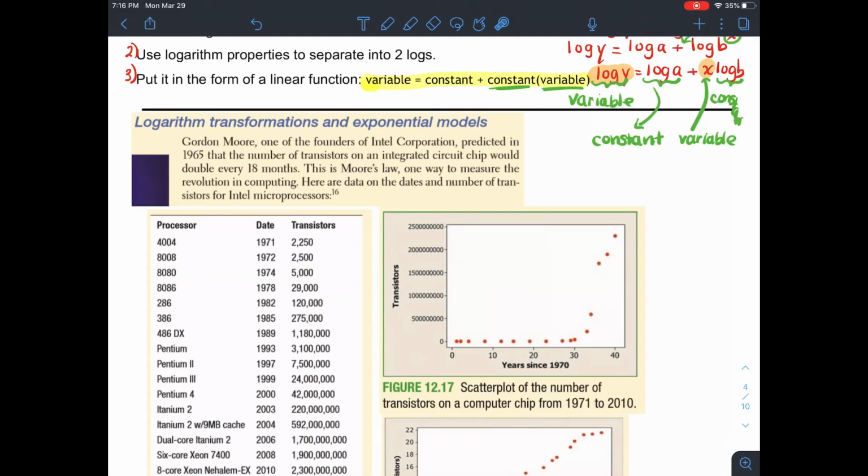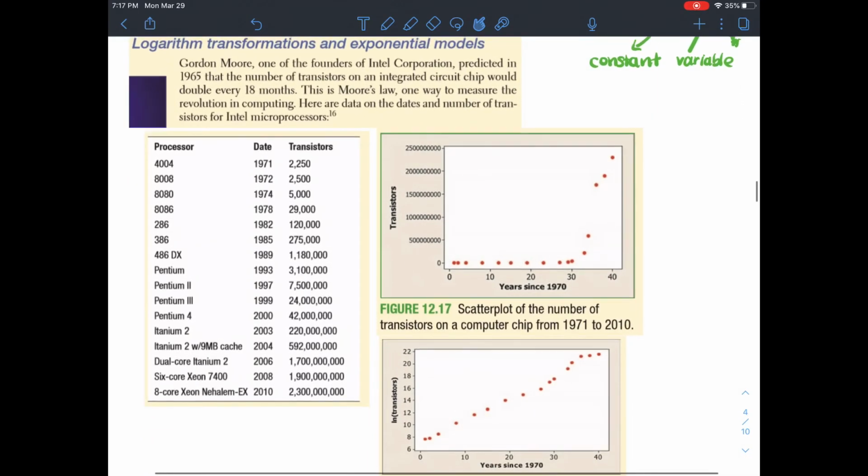So let's look at this example, and then we'll be able to see in the next video sort of how all of this ties together. This is talking about Gordon Moore. He's one of the founders of the Intel Corporation, and it was predicted in 1965 that the number of transistors on an integrated circuit chip would double every 18 months. This is called Moore's Law, and it's one way to measure the revolution in computing. Here are data on the dates and number of transistors for Intel microprocessors.